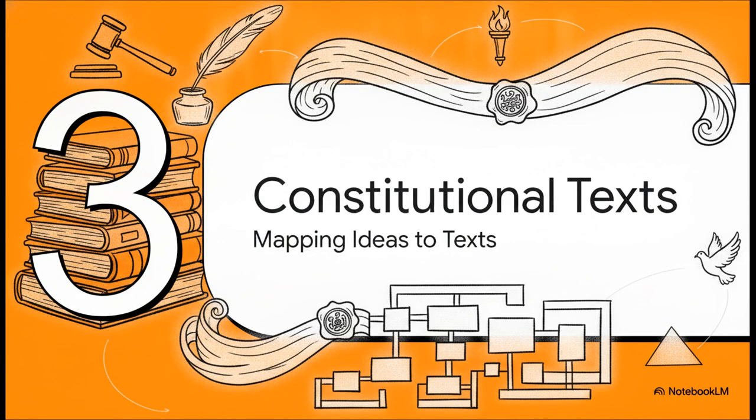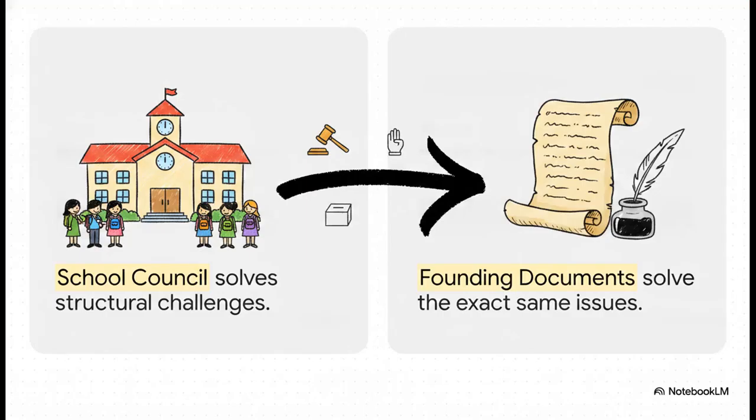Section 3. Mapping to constitutional text. Let's take our hypothetical created school council model and map it directly onto the real historical texts that built the U.S. government. You know, it's pretty amazing, but the exact problems you'd face trying to run a middle school council are the exact same structural challenges solved by our founding documents.